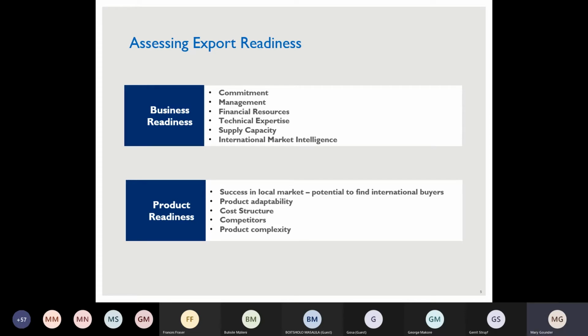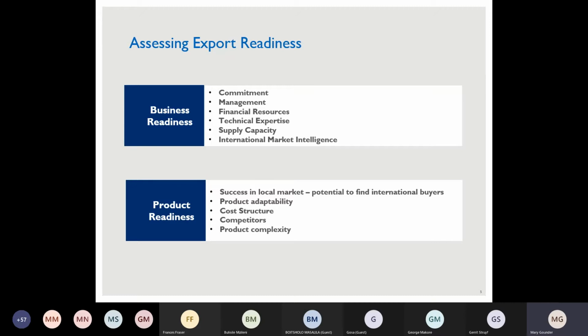Okay, moving on to your product readiness. You really need to look at your success in the local market. Do you have potential buyers already in the local market? Is there potential to find international buyers? Whatever you're selling, can it be sold in South Africa? Is there a need for your product? So whether it's cosmetics or it's meat products, is there really a market? And that's where you need to start doing research on the importing country and what they want. And it's important to understand this, and that's where BEMA and USAID also come into play here.